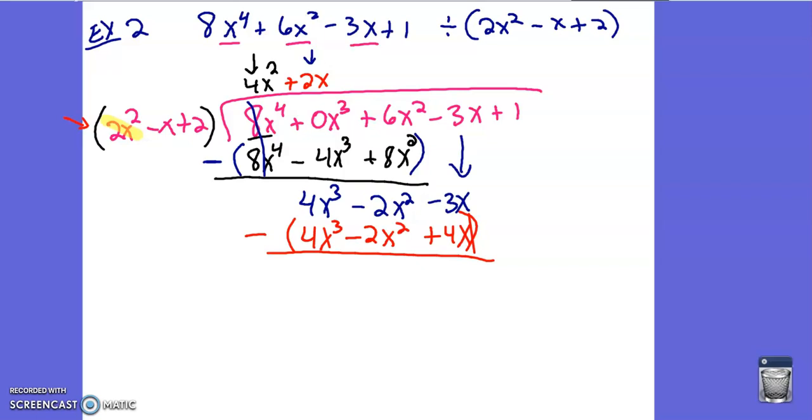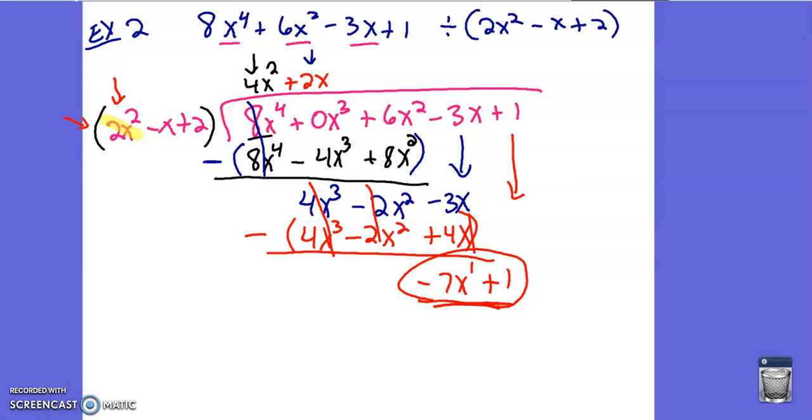So 4x cubed minus 4x cubed, these cross out. Negative 2 minus a negative 2, x squared is plus, so these literally cross out as well. And then negative 3 minus 4 is negative 7x. I'm going to bring down the plus 1. From here, the answer that you have left over is to the first degree, and the divisor up here is x squared. We can't actually divide anymore. So this is what's left over as your remainder.